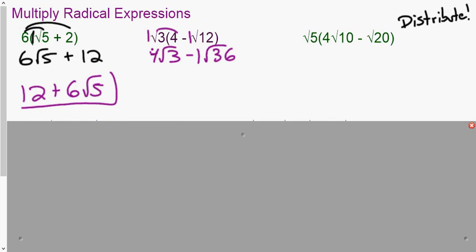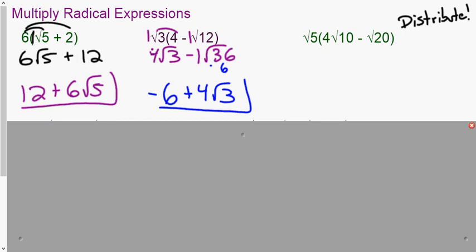Again, when I'm dealing with radicals, I have to ask, does it break down? Does root 3 break down? No. Does root 36 break down? Yes. That's 6. Negative 1 times 6 becomes negative 6. Well, that's an integer, so it goes out front, plus the 4 root 3. Again, integers in front, radicals in the back, from smallest to largest radicand.